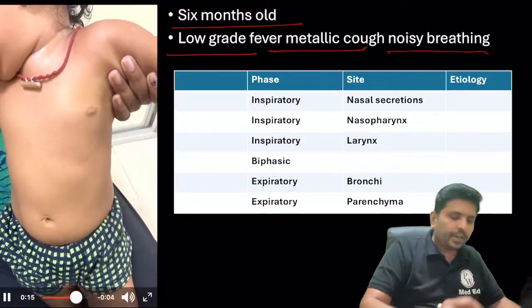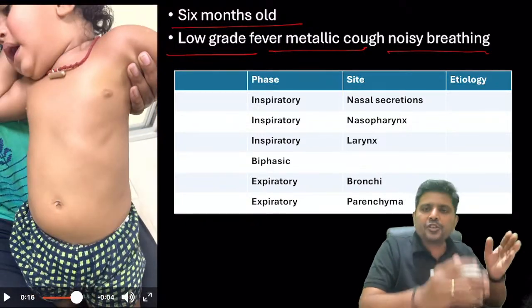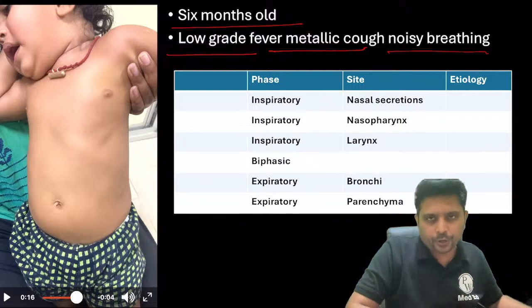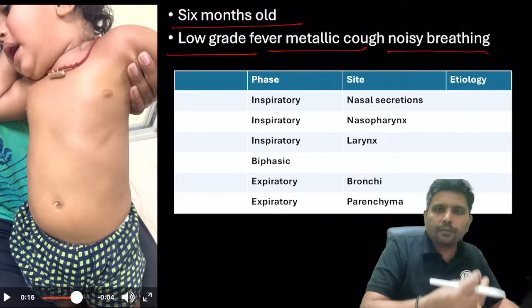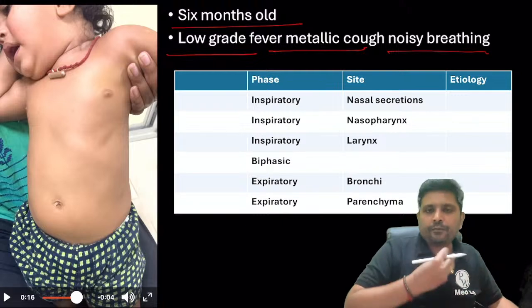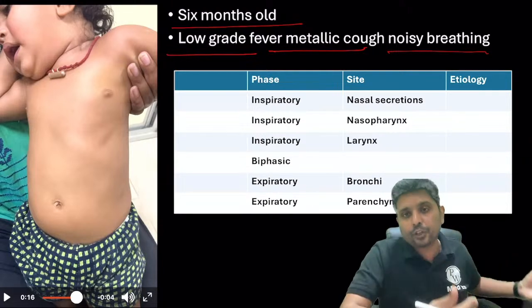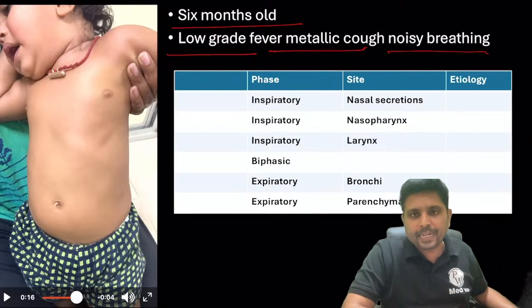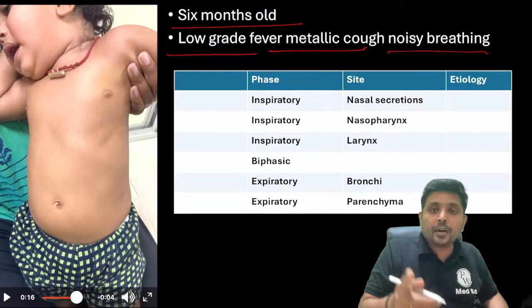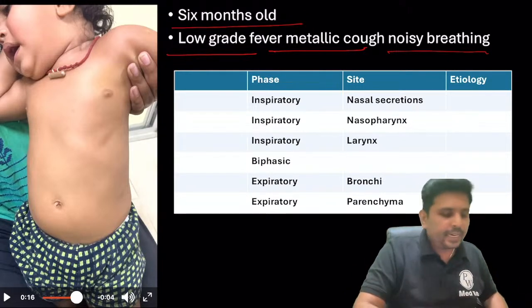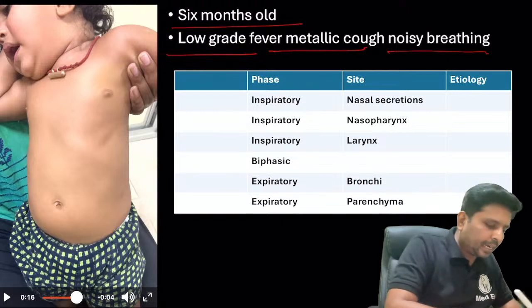Whenever you have any child, particularly a toddler or a young infant, presenting with 2 days of coryza, 2 days of metallic cough, and noisy breathing, with a metallic cough or otherwise known as barking cough, and if you hear biphasic stridor, it is ALTB unless otherwise proved.